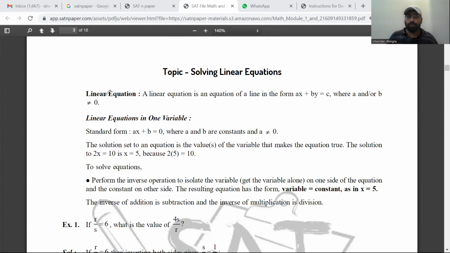Now, a linear equation. What is a linear equation? How do we identify a linear equation? So let me just do one thing. Let me share my whiteboard so that I can explain better. Great. Now I hope everyone can see the whiteboard. I'll start with the linear equation, right? So let's suppose we have an equation like this: 3x plus 4y is equal to 12.